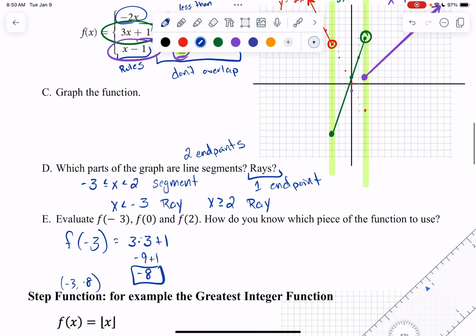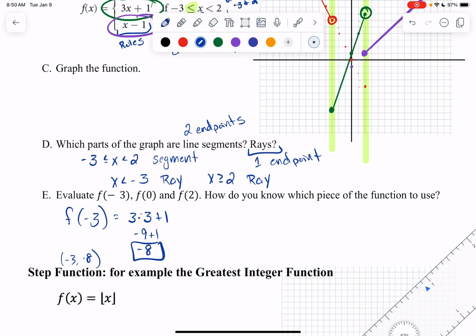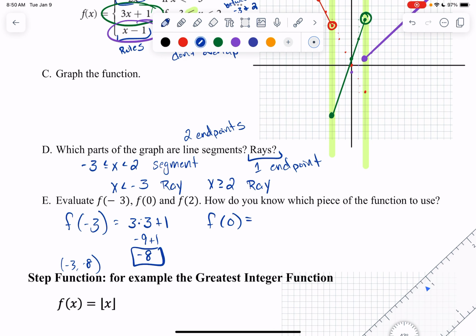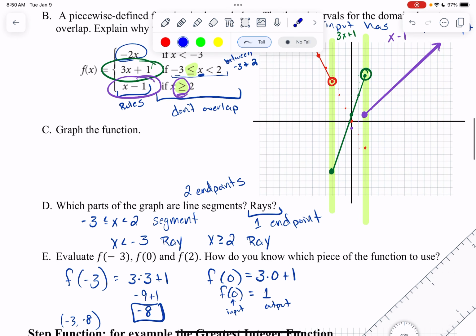Okay. So f of negative 3, again, function notation, f of negative 3 equals negative 8. Now we want to do f of 0. Again, I have to look, what interval are we in? Are we less than negative 3? No. Are we in between negative 3 and 2? Yep, so that's the rule I use. So I would use 3 times x plus 1. 3 times 0 plus 1 is 1. So f of 0 equals 1. So that tells me an input of 0 gives me an output of 1. And again, I could also get this from the graph. An input of 0 gives me an output of 1. Yep, it's that bit right there.